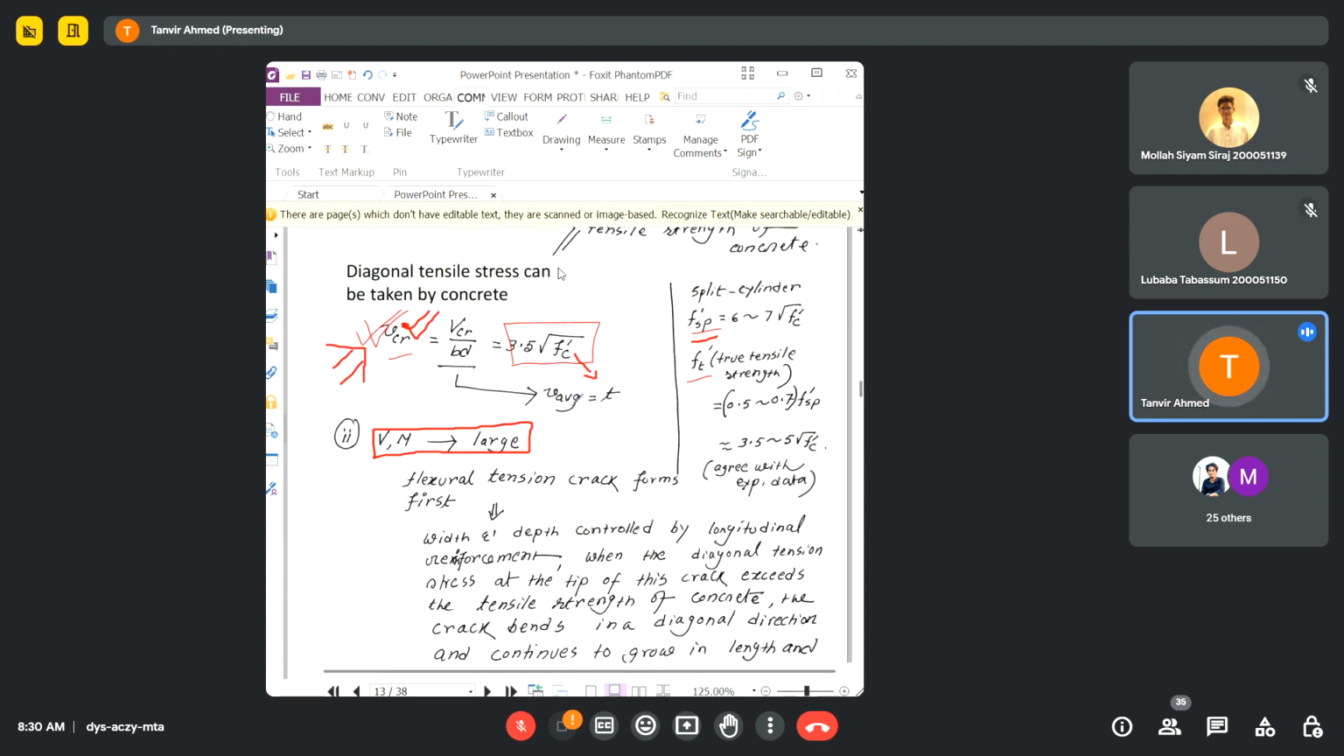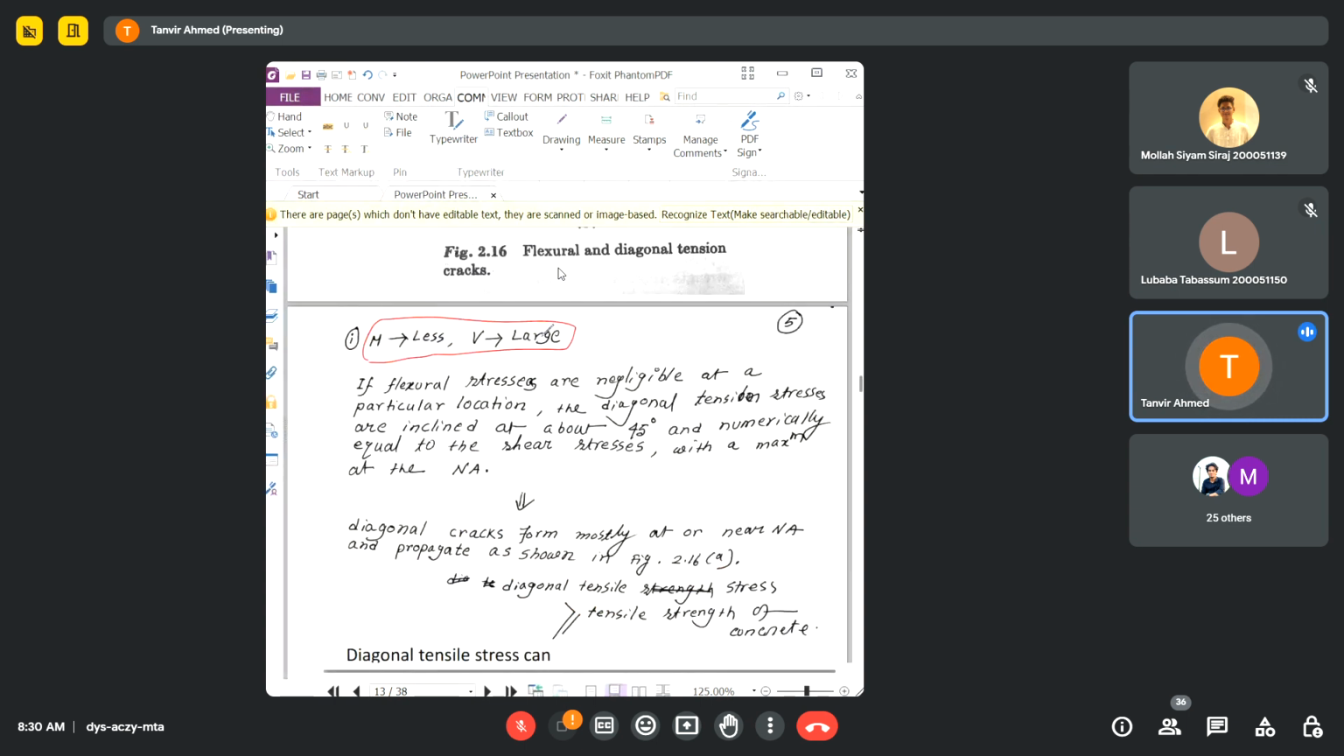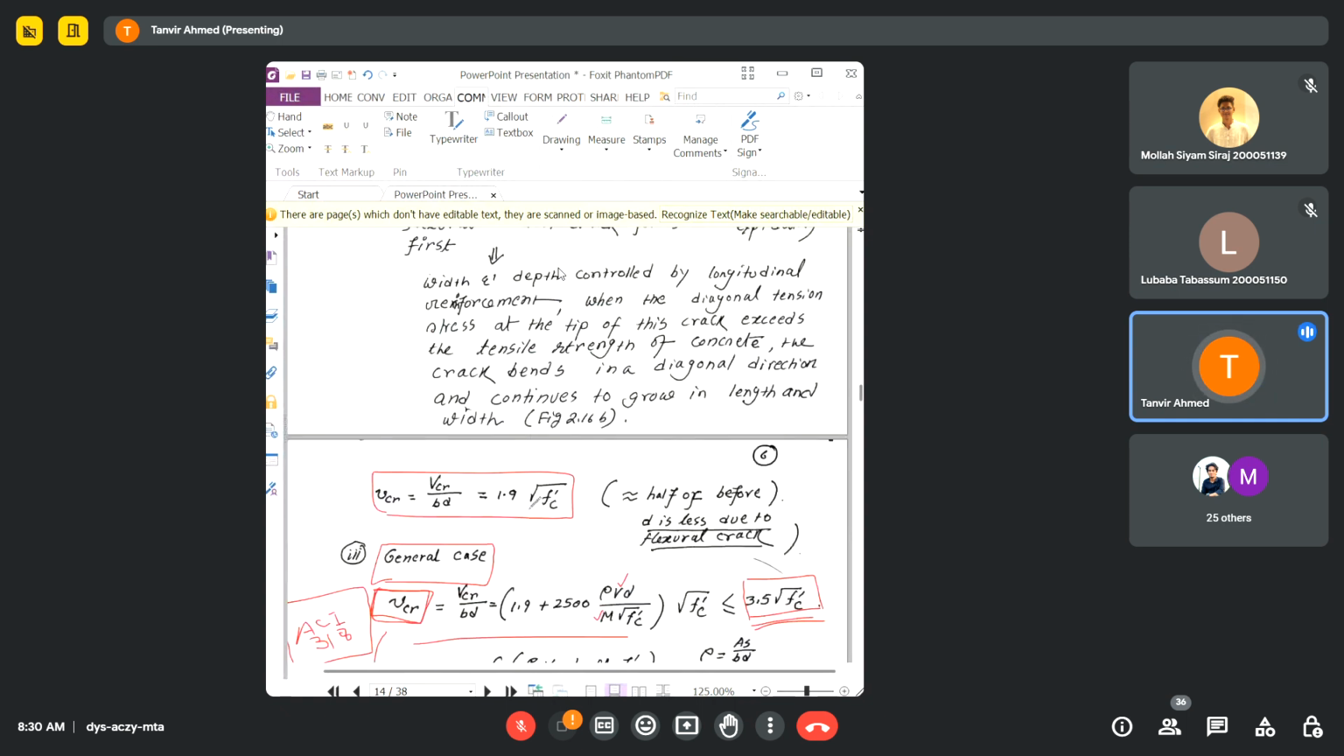Any guess? So this is for small M and large V, and this is for both large V and M. So when both of them are large, the equation will be this one, and the factor will be a smaller factor of 1.9. Can you answer? Okay, I will give you the answer inshallah.